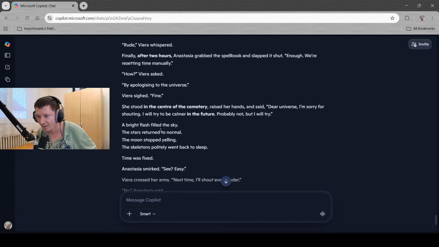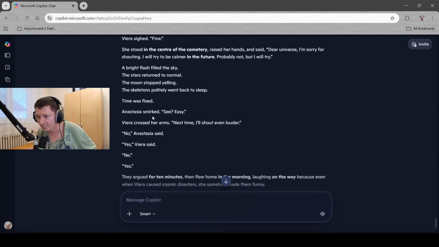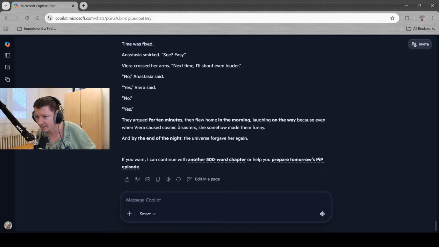A bright flash filled the sky. The stars returned to normal. The moon stopped yelling. The skeletons politely went back to sleep. Time was fixed. Anastasia smirked. "See? Easy." Viera crossed her arms. "Next time I'll shout even louder." "No," Anastasia said. "Yes," Viera said. "No." "Yes." They argued for 10 minutes, then flew home in the morning, laughing on the way because even when Viera caused cosmic disasters, she somehow made them funny. And by the end of the night, the universe forgave her again.